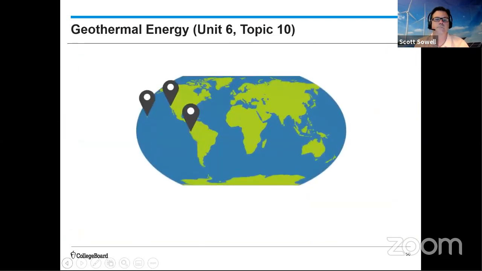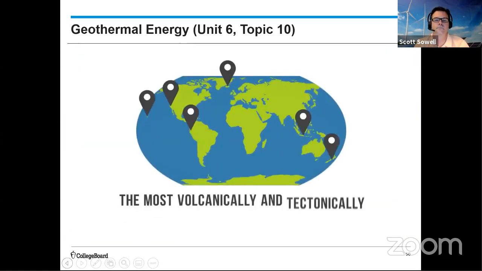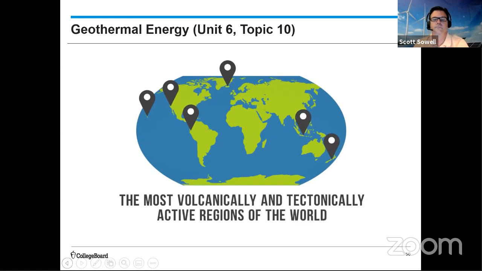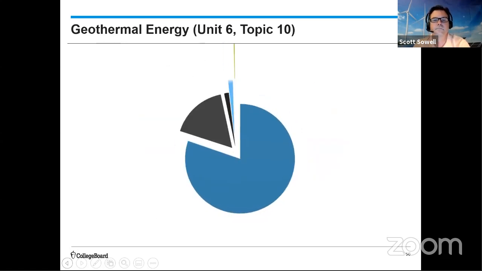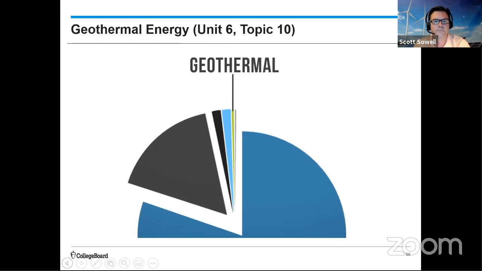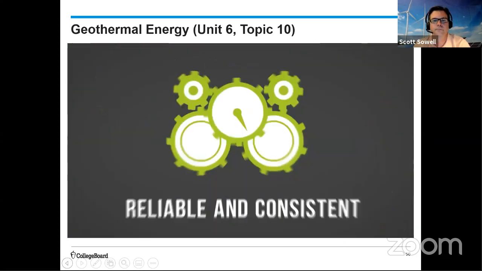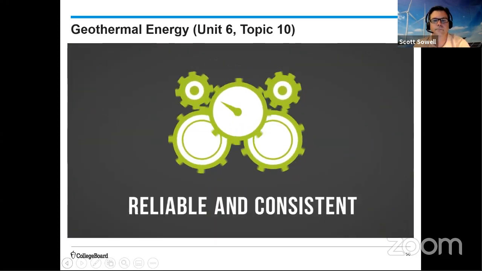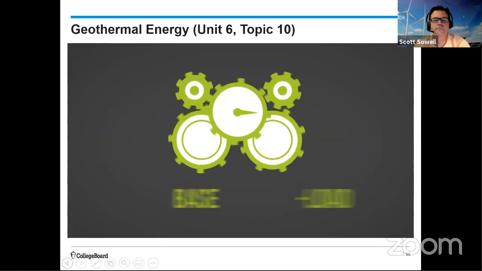The major regions of geothermal development are in the most volcanically and tectonically active regions of the world. Though geothermal energy is currently a small player in the world's energy mix, one of its key advantages is its reliability and consistent power generation, which means it can provide baseload electricity.